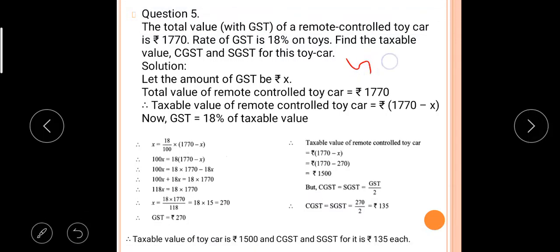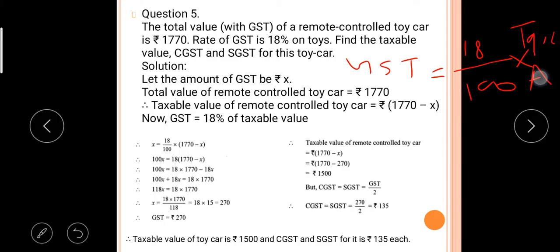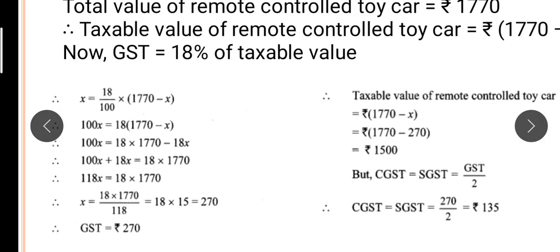Always remember, GST is calculated as whatever the percentage upon 100 multiply by taxable amount. Which amount? Taxable amount. Okay. So on this formula we can first calculate the GST. Now shift this 100 to this side, multiply it. After calculation, what will you get? You will get the GST, rupees 270.